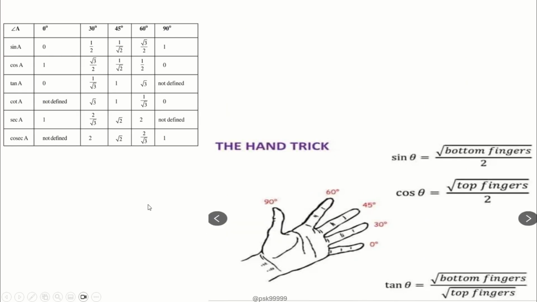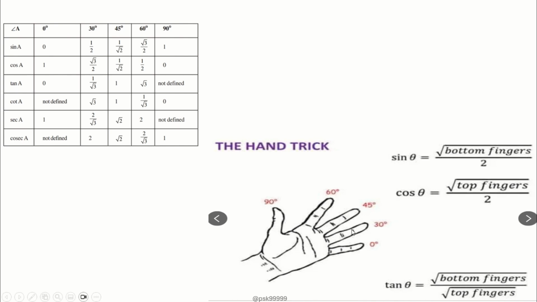Other method, a lot of people also practice using hand. Very easy actually. You take your left hand like this. You put 0, 30, 45, 60, and 90. I'll just give an example for sine theta. You can remember only for sine theta; others you don't require to remember. Sine theta is square root of bottom fingers by 2. If you take sine 0, bottom there is nothing, so 0 by 2 is 0. So sine 0 is 0. Sine 60, let's say, bottom fingers are 3, and that's it by 2, right? So square root of 3 by 2, sine 60. So this is how you can easily look at the finger and tell the values of these trigonometric ratios.